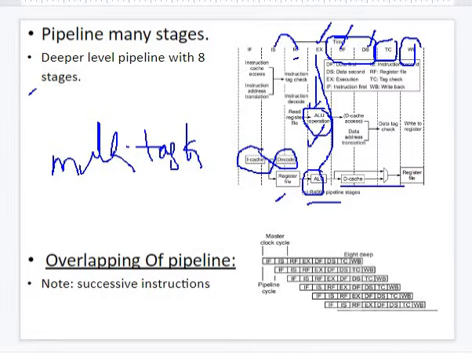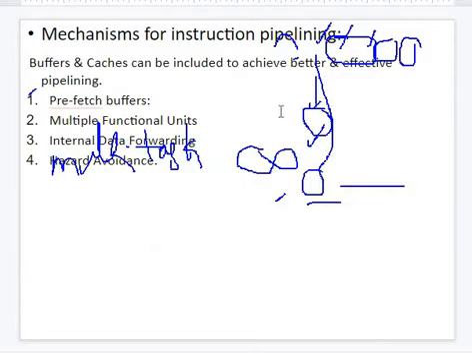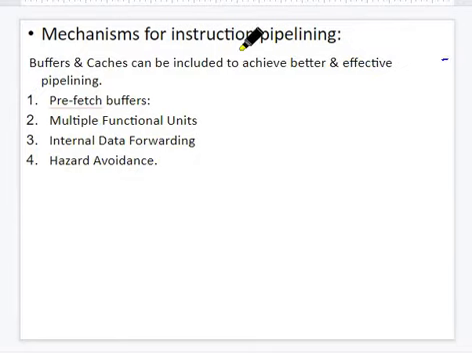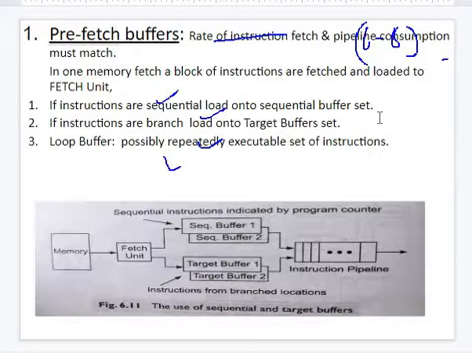Now, to perform instruction pipelining, we have many techniques: prefetch buffers, multiple functional units method, internal data forwarding, and hazard avoidance. This question you can expect for 6 to 8 marks. I feel this is one of the important questions. Let's see one by one.